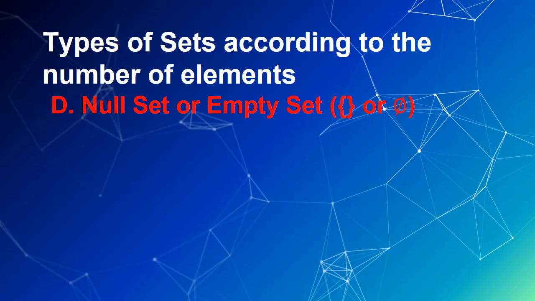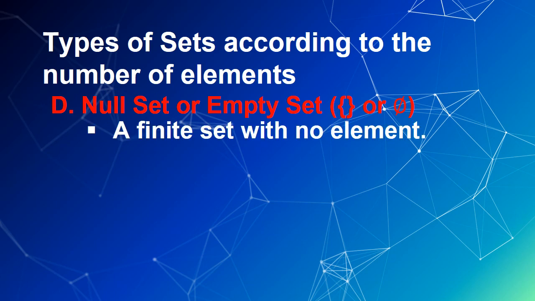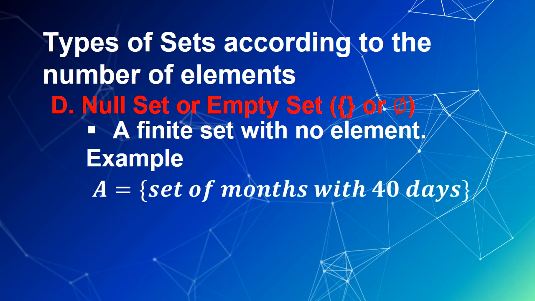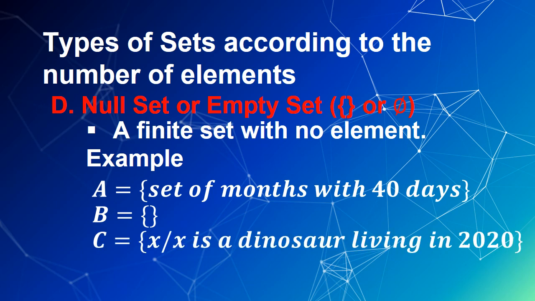That is what we call the null set or empty set. When we say null set or empty set, it has no element. This is a finite set with no element. Example, a set of months with 40 days. Do we have months with 40 days? Exactly none. Therefore, that is a null set. That symbol can be written this way, or x such that x is a dinosaur living in 2020. Do we have a dinosaur living in 2020? Absolutely none. Therefore, that is a null set or empty set.